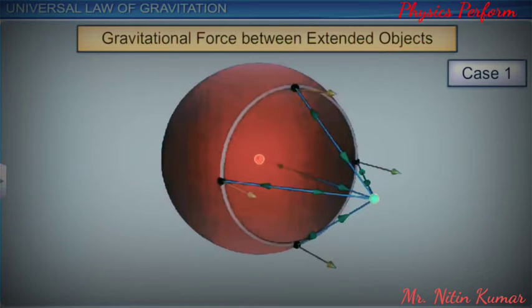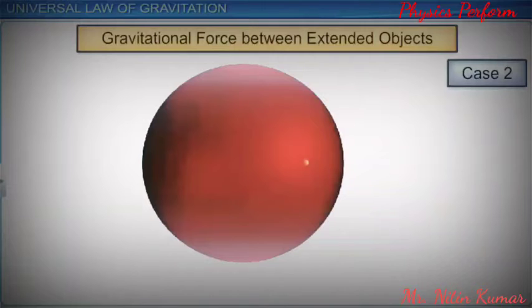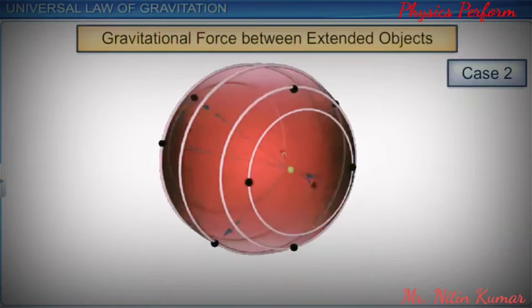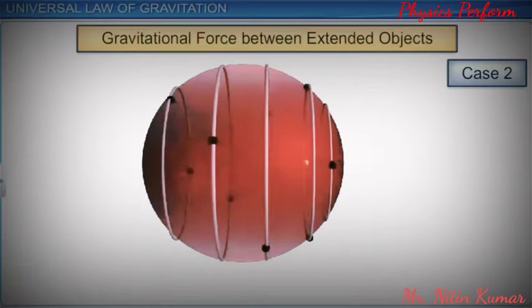Now let us look in detail at the second case. In this case, again consider different regions of the spherical shell that contain point masses. The point masses on different regions of the shell attract the point mass inside it in different directions. These forces cancel each other completely, and hence the resultant gravitational force on the point mass inside it is zero. Thus, the gravitational force between extended objects differs from one situation to another.